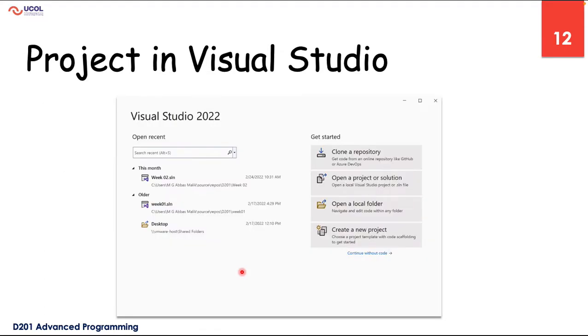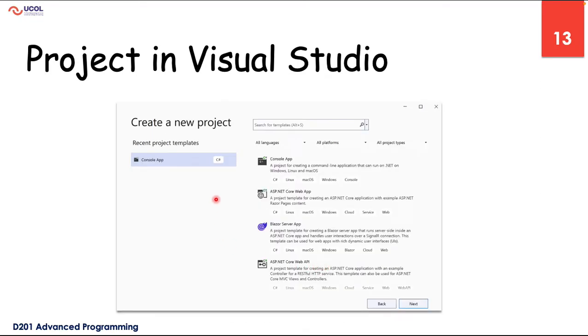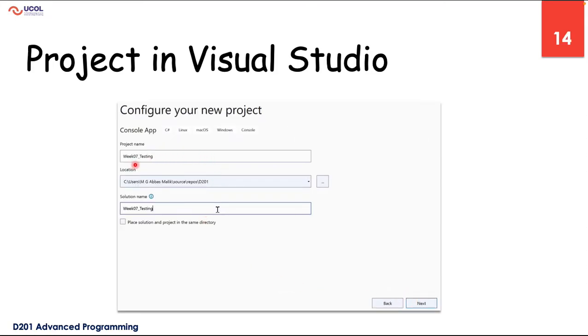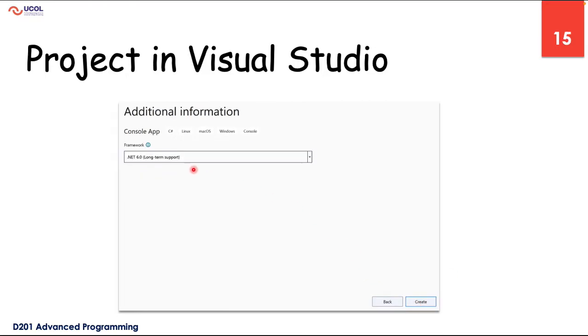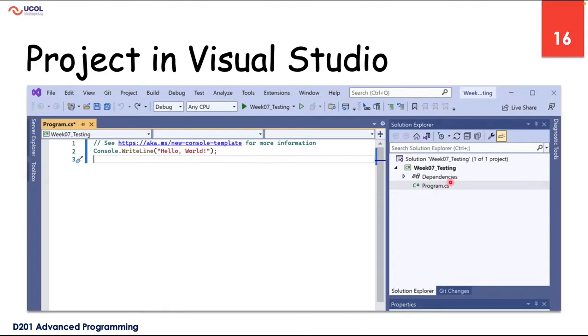So let's start with a project. We are just creating a simple project. We can say that this is week number 7. We select create a new project, and then we say it's a console application, then click on next. Week 07, that is a testing project. We say next, and then we select the .NET framework that we are using right now, which is .NET 6. So we create it, and once we have created it, it will create that particular project for us.